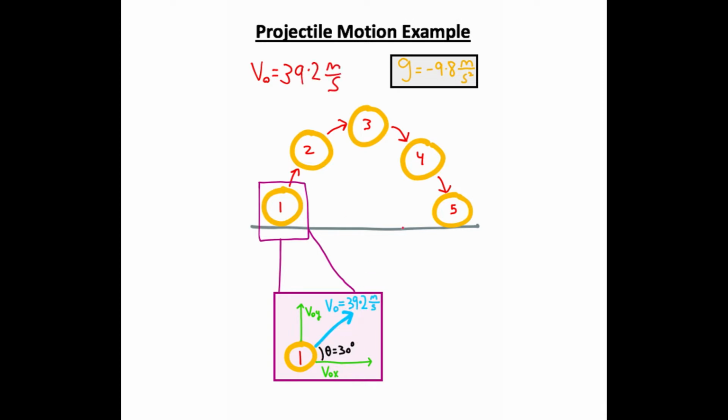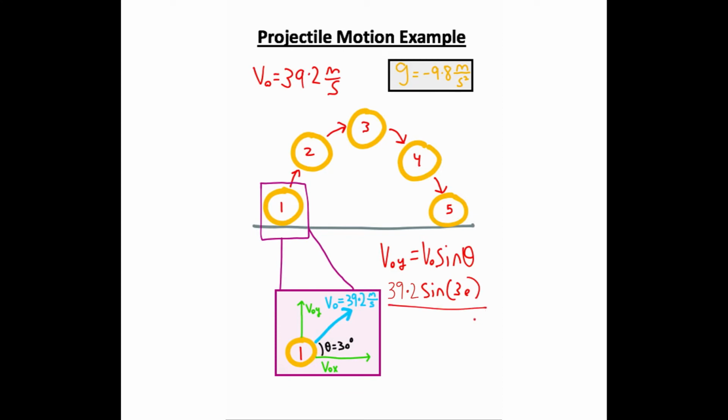Now what we want to do is calculate the vertical component of velocity. So to calculate the vertical component, all you need to do is take your initial velocity and multiply it by the sine of your angle theta. So in this case, your initial velocity is 39.2. That's given right here. And then that's going to be the sine of our 30-degree angle. Now, if you type this into your calculator, make sure that you're in degree mode.